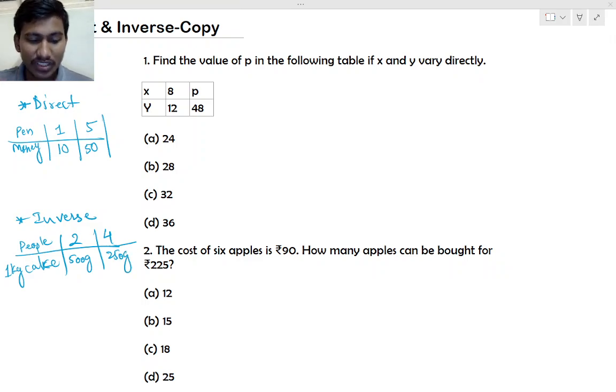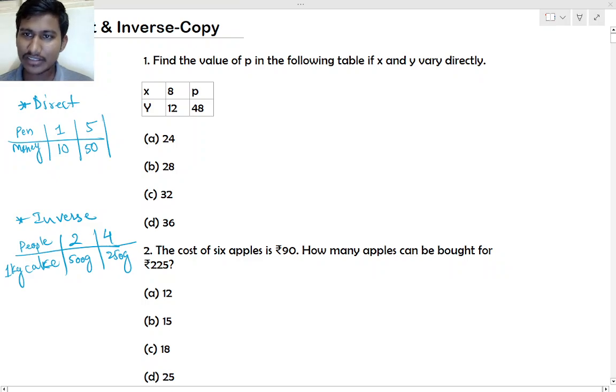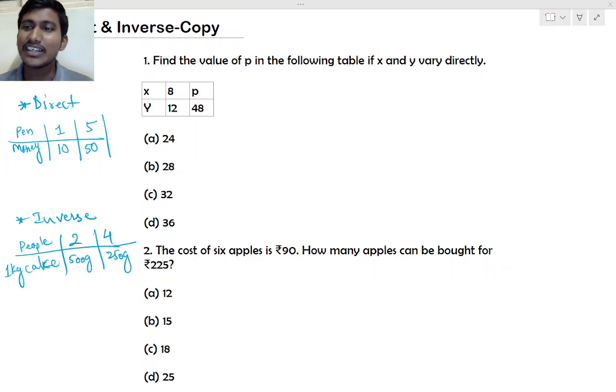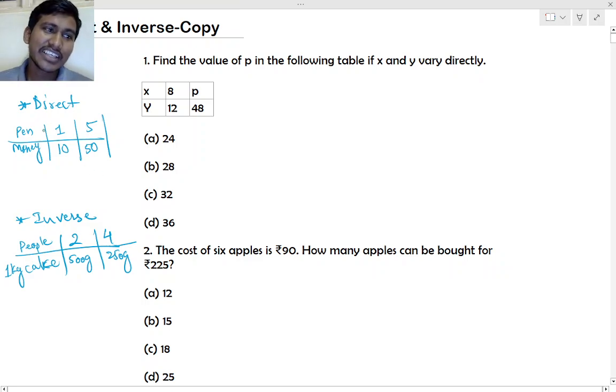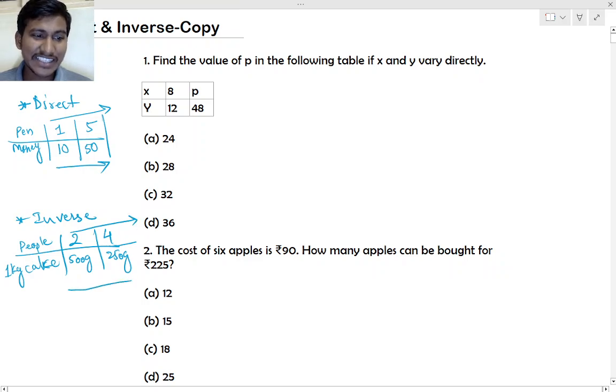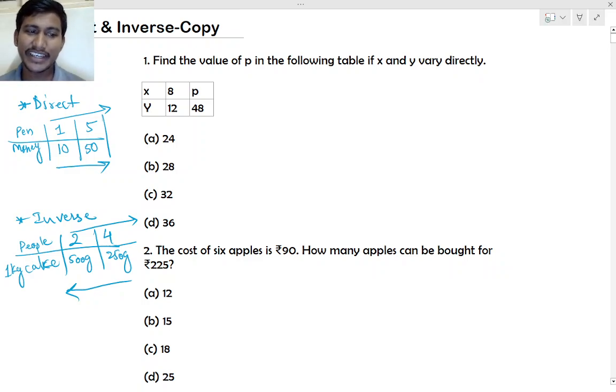If you see here, what is happening? If the people are increasing, the cake size is decreasing. They are getting less. But in direct, if the pens are increasing, the money is also increasing. Here in inverse, if the people are increasing, the cake size is decreasing. Inverse means reverse.